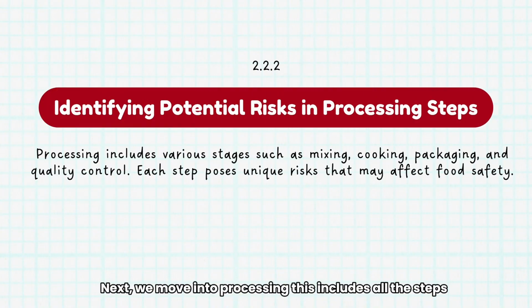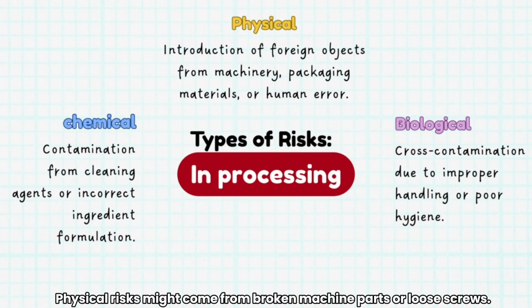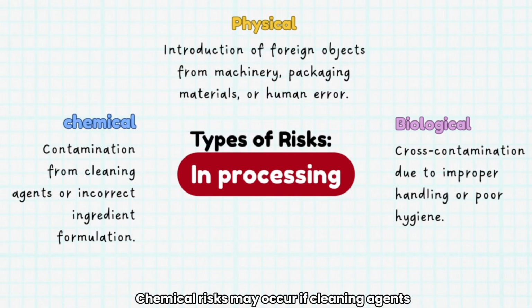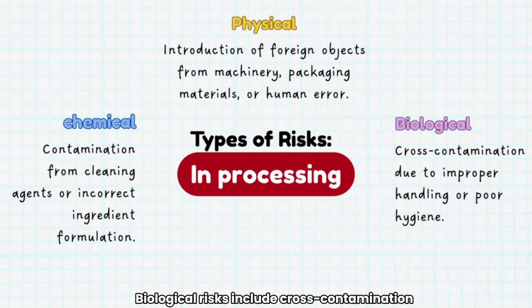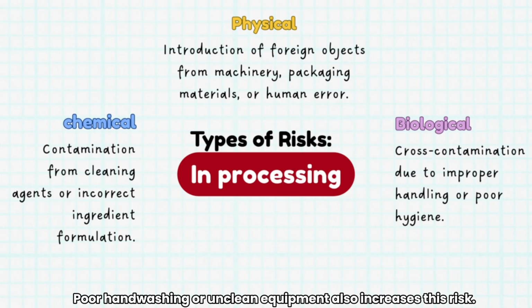This includes all the steps, from mixing and cooking to packaging and quality checks. Physical risks might come from broken machine parts or loose screws. A common example is plastic shards from a torn conveyor belt. Chemical risks may occur if cleaning agents aren't rinsed off properly or if incorrect ingredients are used. Biological risks include cross-contamination, like raw chicken juice dripping onto a ready-to-eat salad. Poor hand washing or unclean equipment also increases this risk.